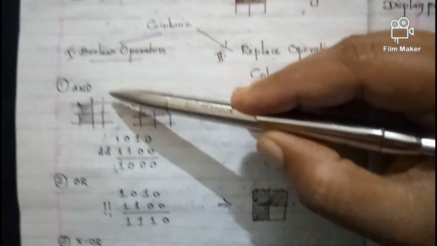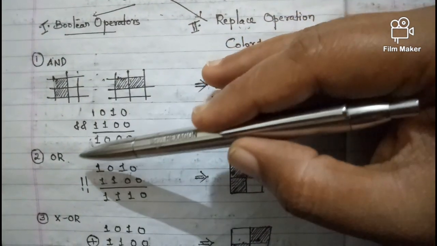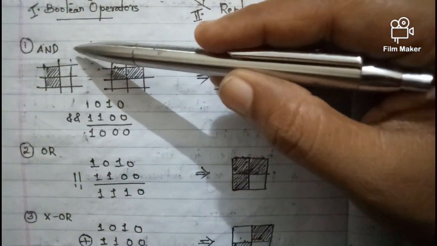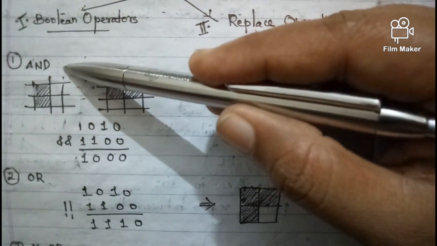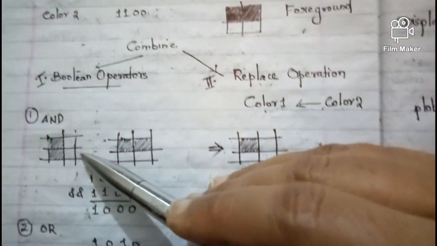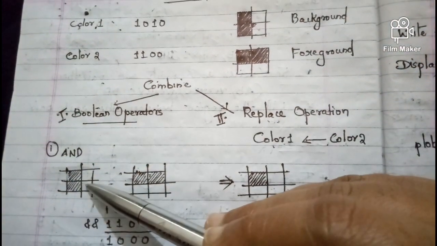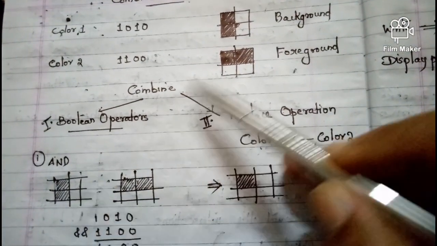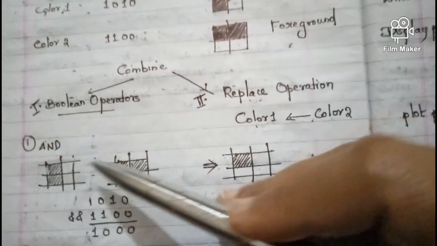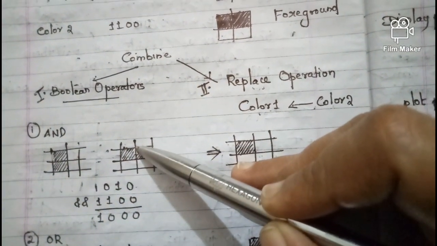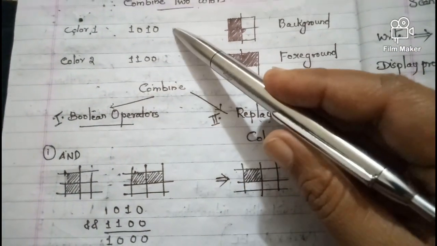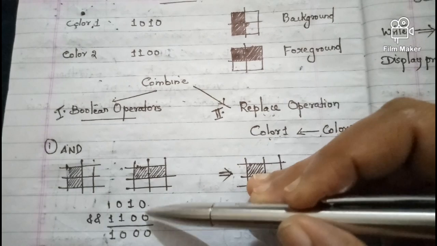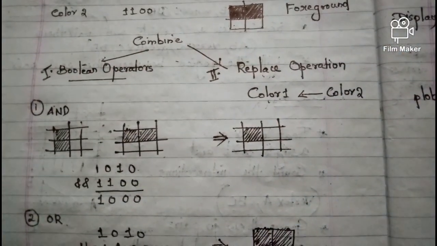Let us see how. There are three different Boolean operators: AND operator, OR operator, and XOR operator. Let me explain the working of the AND operator. How can we combine two colors using the AND operator? As specified earlier, I am using the representations of two colors. This is the representation of the first color and this is the representation of the second color. This is the binary equivalent of the first color and this is the binary equivalent of the second color.